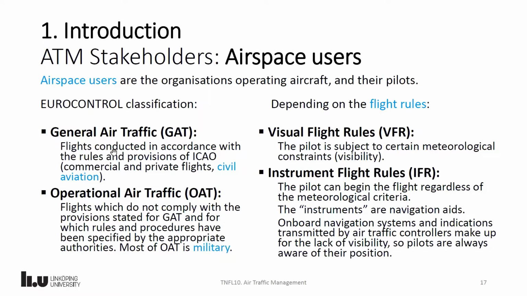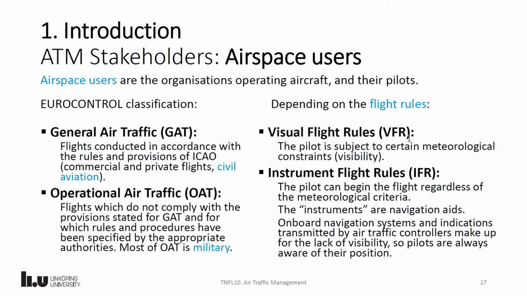And the difference is that these flights are according to ICAO rules, and these are according to any other rules that may be needed. And the flights also have two different classifications depending on the rules that they're using. So we're going to be looking at visual flight rules, VFR, which are flights where they have no air traffic control.